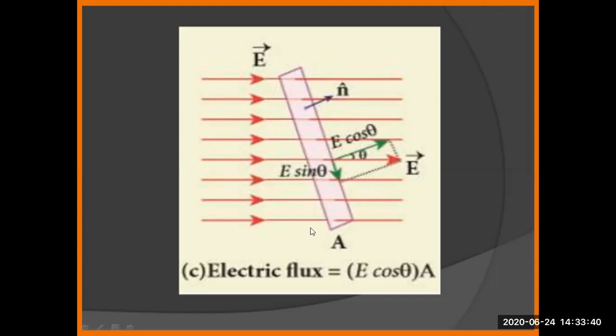So that's why the electric flux is E cos theta A. E is the intensity or the power of all these electric field lines, cosine theta is the tilted position of this, and A is the area of this whole rectangular area. I think this is enough to understand this diagram.